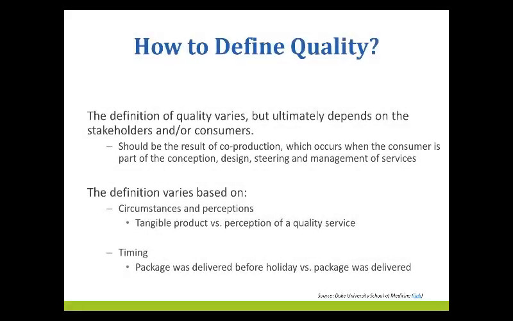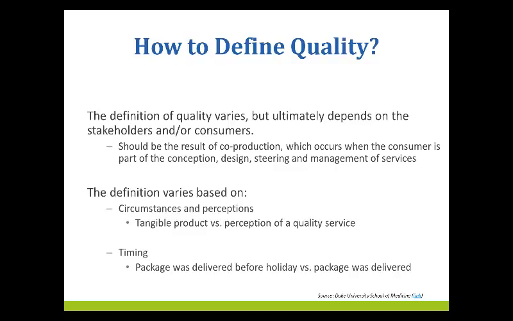The definition of quality varies, but will always ultimately depend on the stakeholders or consumers that will be utilizing the end product or service or experiencing the process. This process should be the result of co-production. Co-production is a practice in the delivery of public services in which citizens are involved in the creation of public policies and services. It is contrasted with the transaction-based method of service delivery in which citizens consume public services which are conceived of and provided by governments.